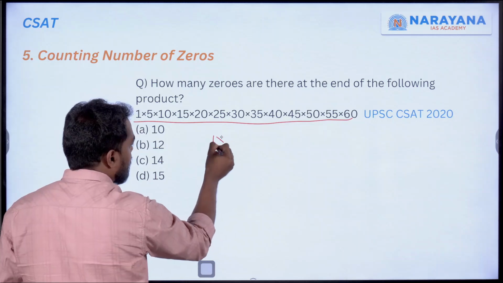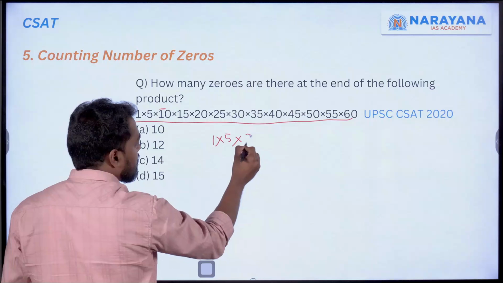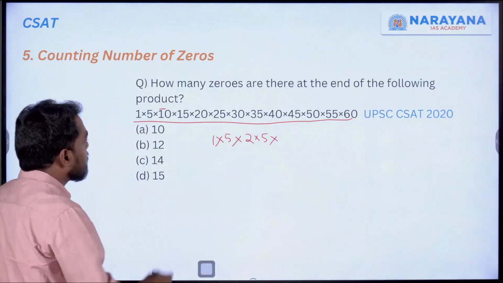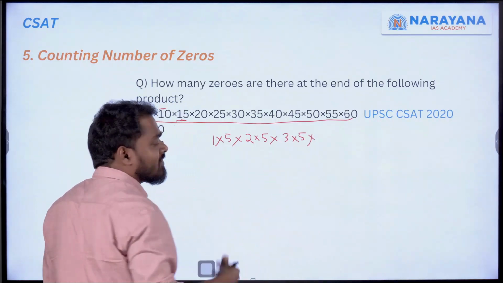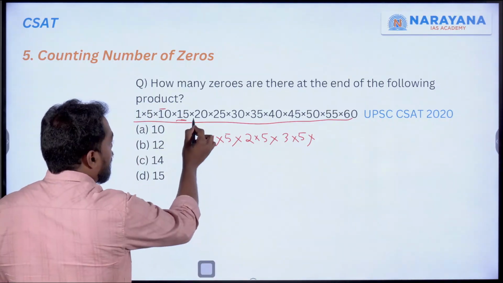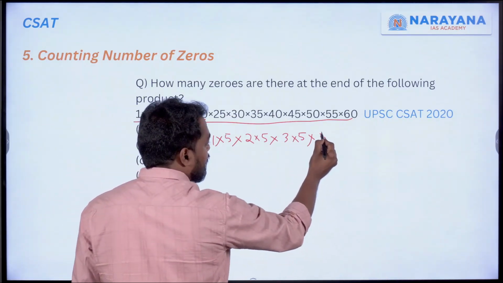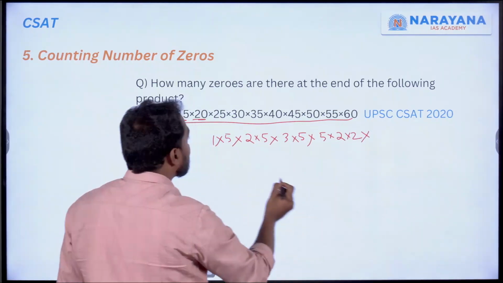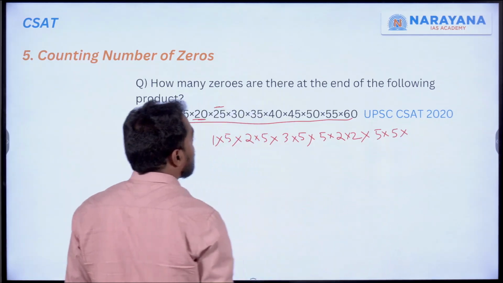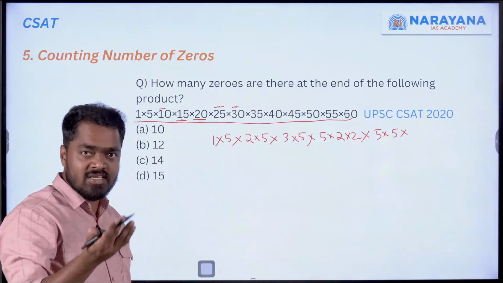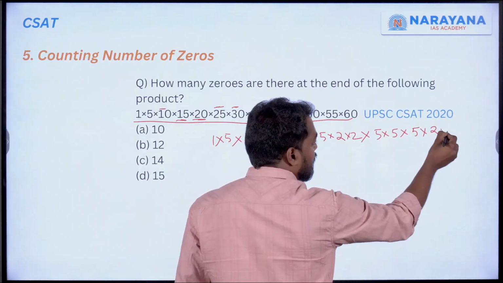1 is nothing but 1, 5 is already a single 5 only. 10 can be written as 2 into 5. 15 can be written as 3 into 5. So you can do this prime factorization indirectly. What is 20? 5 into 4. 4 is nothing but 2 into 2. So 5 into 2 into 2. Next, 25 is nothing but 5 square, so there are two 5's, 5 into 5. Next, 30. 30 is nothing but 5 into 6. 6 is nothing but 2 into 3. So 5 into 2 into 3.